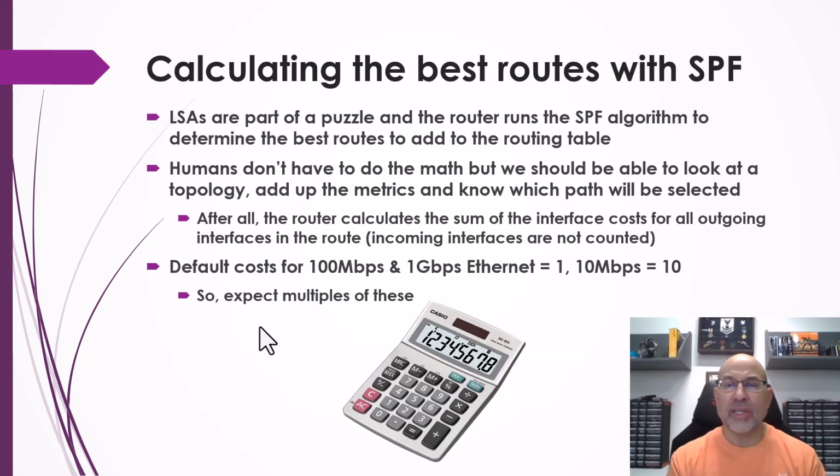So, calculating the best routes with the shortest path first algorithm. You can think of the Link State advertisements, the ones that come across in the Link State updates, as part of a puzzle. They're only part of the picture. What the router does is gather all of those in, and once we believe that we have a complete Link State database, we're going to run the shortest path first algorithm against all of that information. Now, you don't have to do the math. You don't have to run Dijkstra's algorithm.